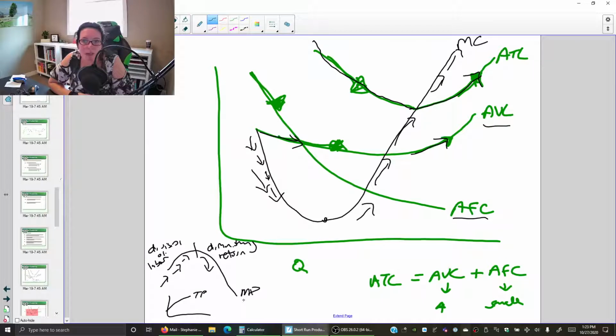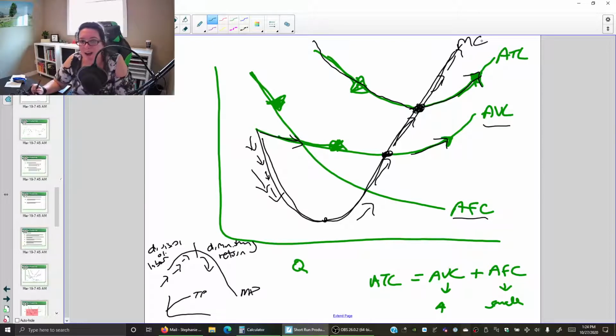And because of the relationship between averages and marginals, you can see here that the average variable cost is at its lowest when it intersects marginal cost, because if the marginal is below the average, it pulls the average down. If the marginal is above the average, it pulls the average up. The same thing is true for average total cost. If the marginal is below the average total cost, it pulls it down. If the marginal is above the average total cost, it pulls it up.